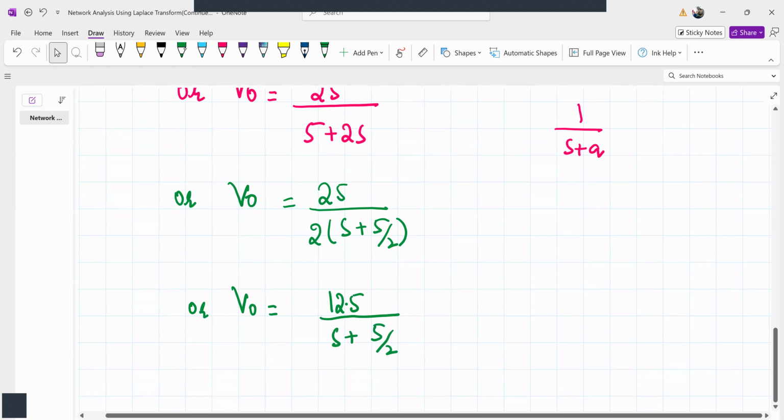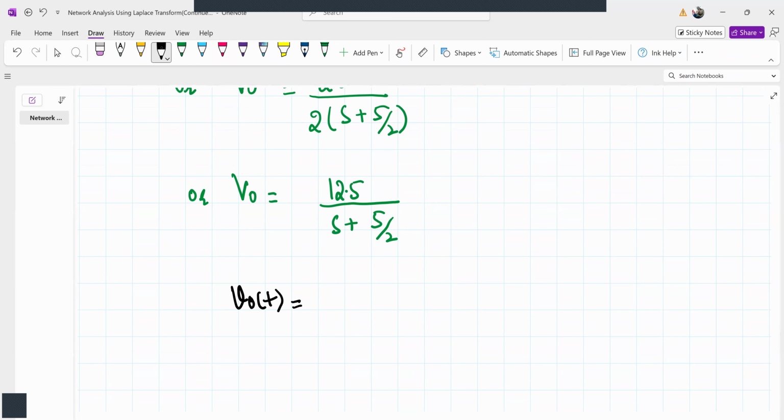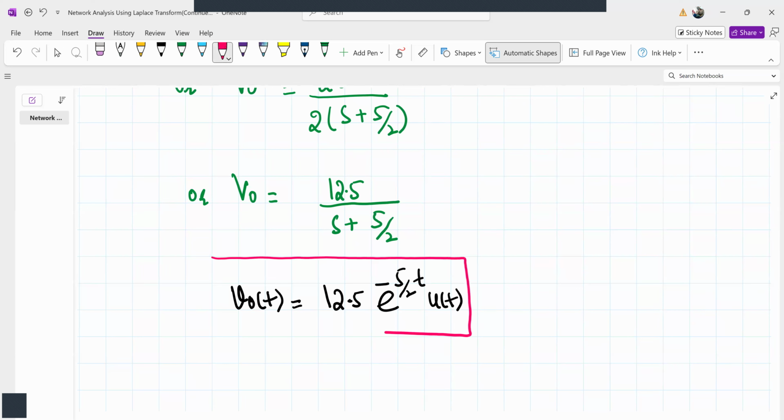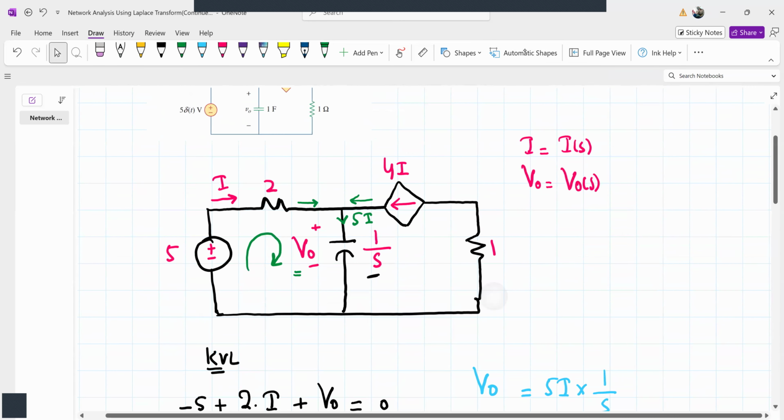We know the inverse Laplace transform of this term. So v0(t) will be simply equal to 12.5 e to the power of minus 5/2 t, u(t). So this is the voltage across this capacitor if the capacitor was initially uncharged.